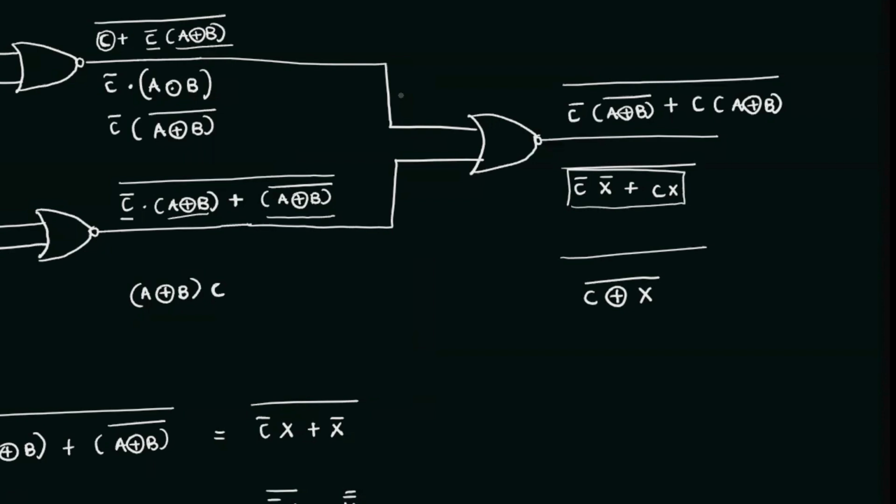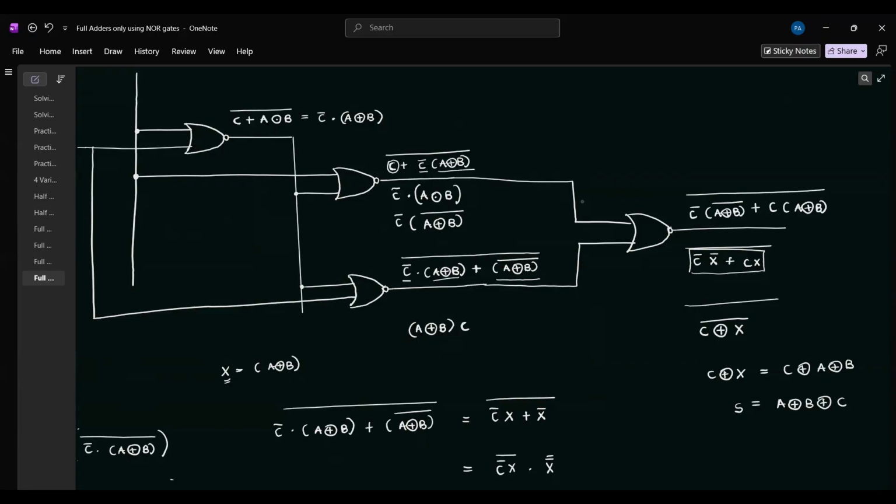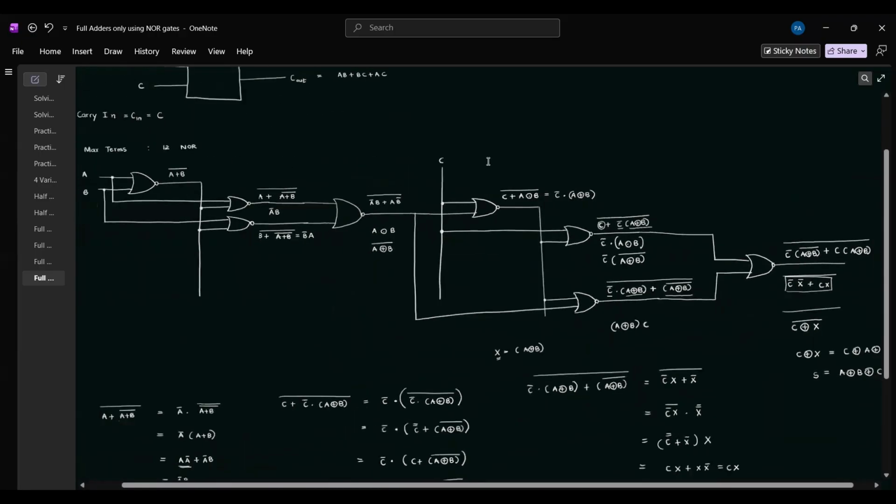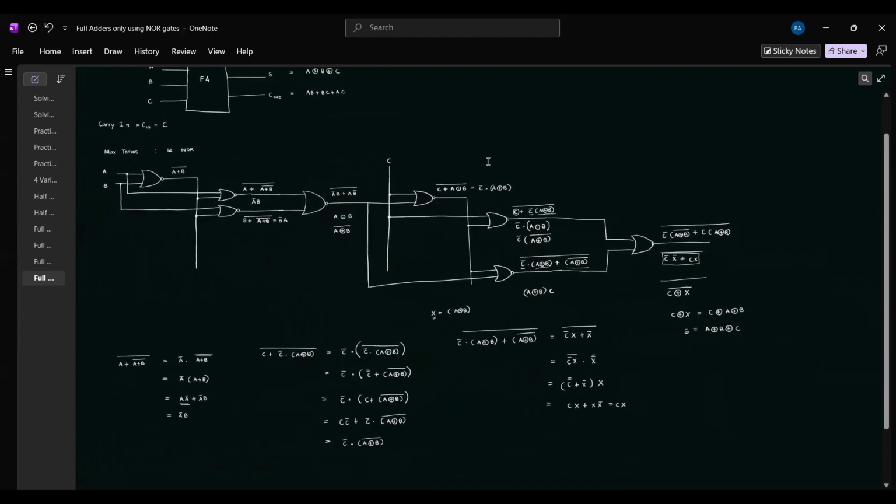Now the double bar can be cancelled, so we will get C XOR X, which is equal to C XOR A XOR B, and finally it is equal to A XOR B XOR C, and that is equal to S. That is what we needed. Only by using 8 NOR gates, we were able to come up with the full adder sum. Just 8 NOR gates.